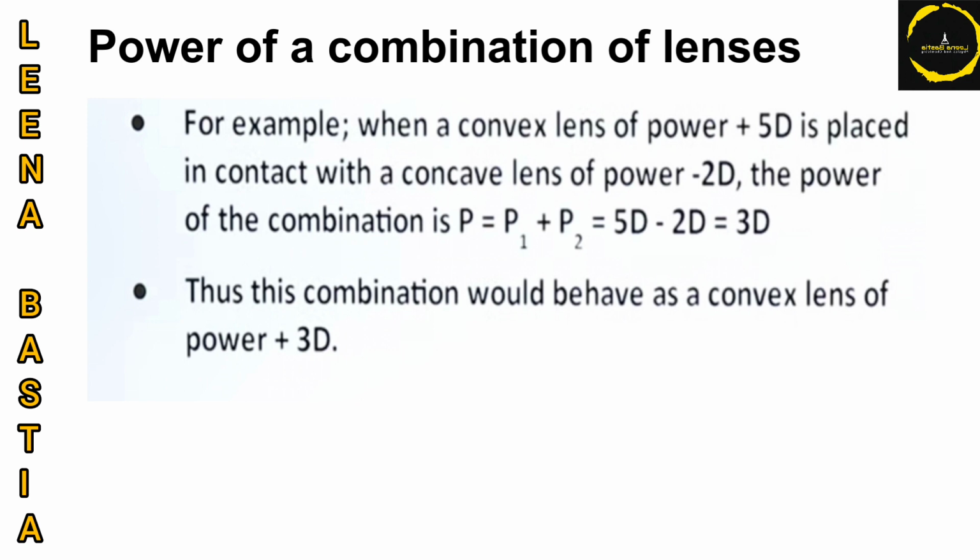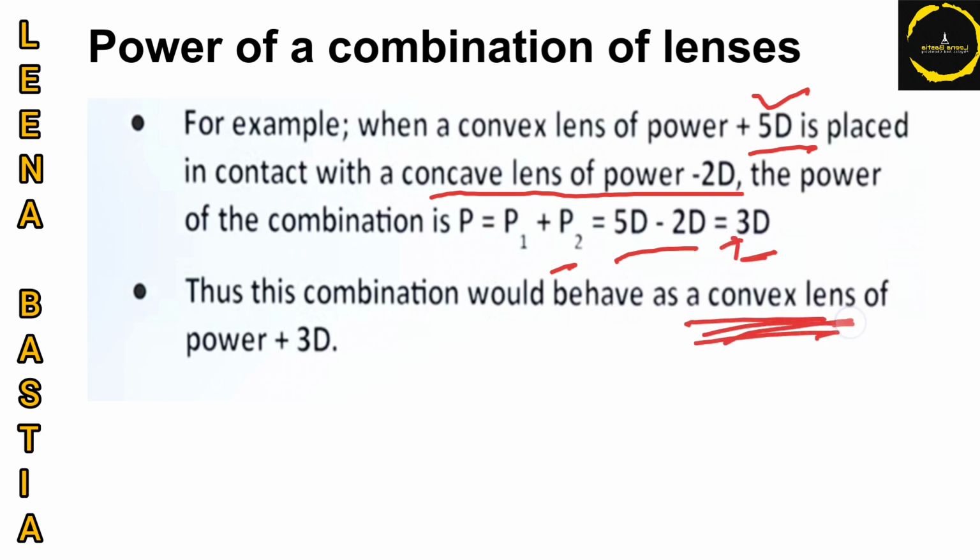Here another example has been given. Suppose here the sign is already given. It is given that the power of a convex lens is plus 5 diopter, in contact with a concave lens of power minus 2 diopter. So we have to just simply add it. Suppose 5 is P1 and minus 2 is P2. So just put the values and you will get 3 diopter. Because it is a plus sign, it will behave like a convex lens.